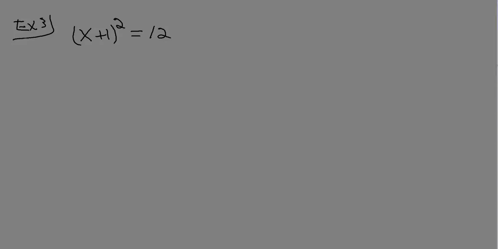As you can see here, I've got a binomial squared. So the methodology is basically the same. I'm going to take the square root of that term, and this is one term here. So simply put, I'm going to say, what is the square root of x plus 1 squared? That equals the square root of 12. So the left side here is going to be x plus 1. That equals plus or minus the square root of 12.